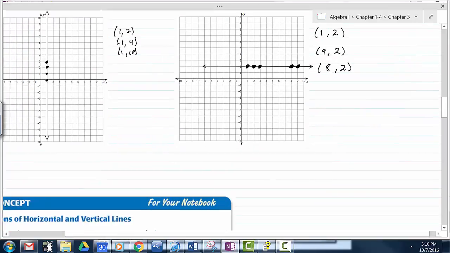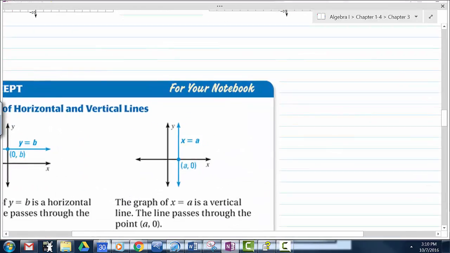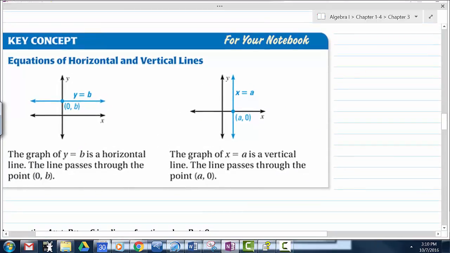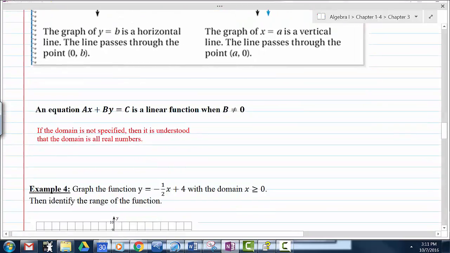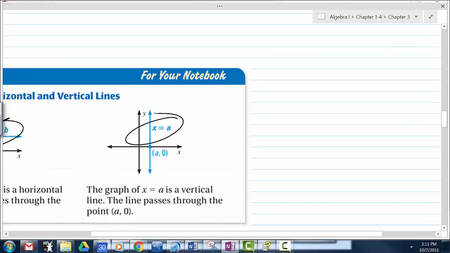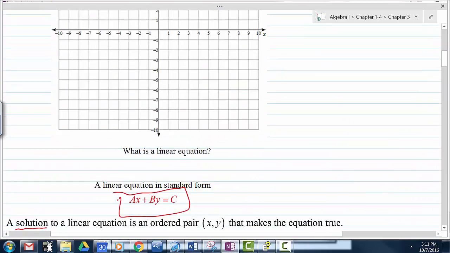So, alright, we dealt with graphing things like that. I should show you this graphing now. Horizontal lines, vertical lines. When you have y equals, horizontal. X equals, vertical. Right? Now, let's actually go back up and let's establish something else.